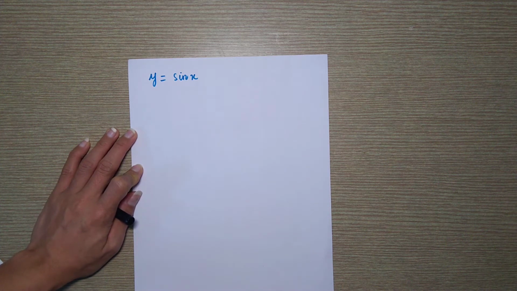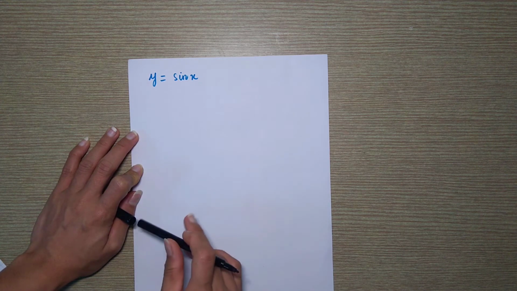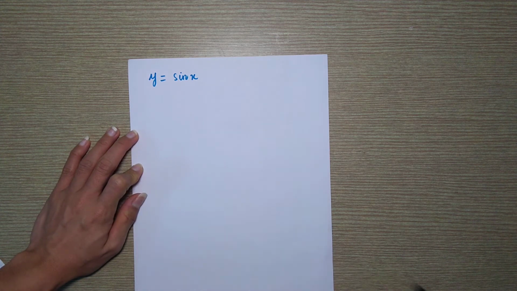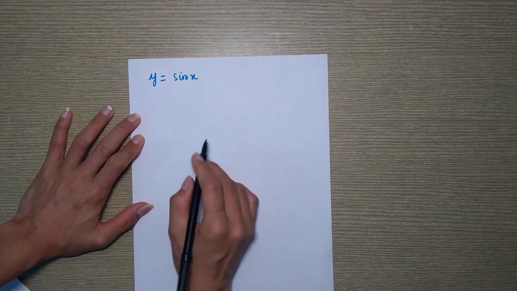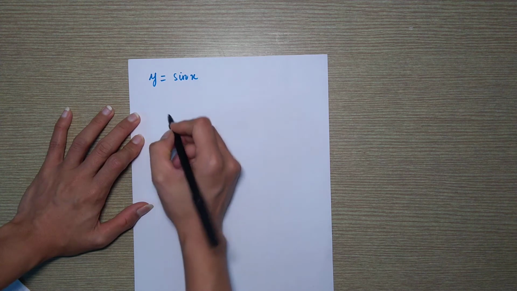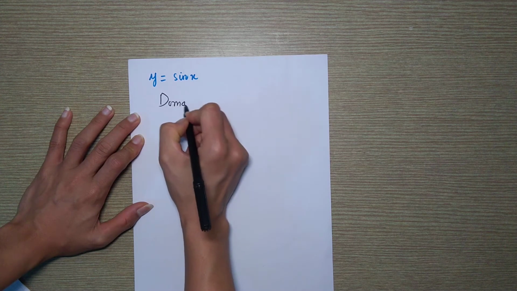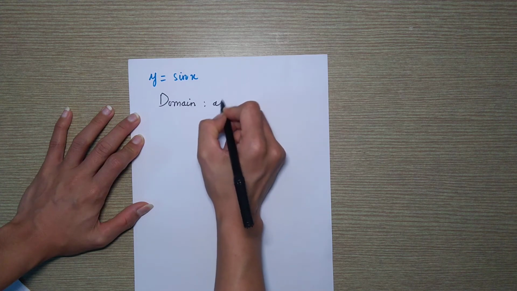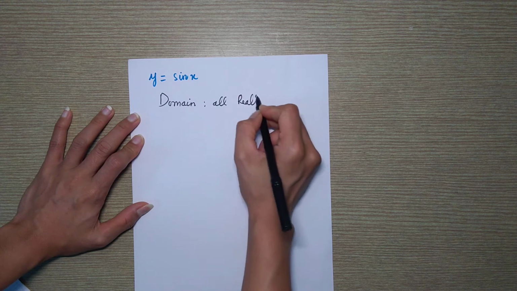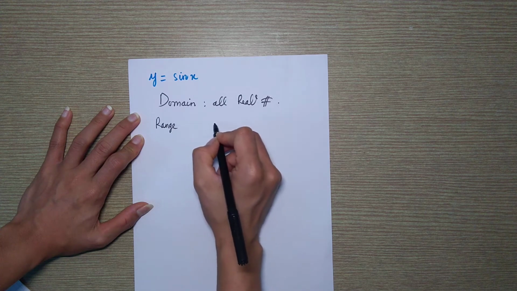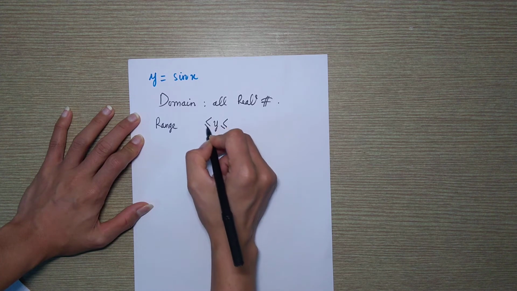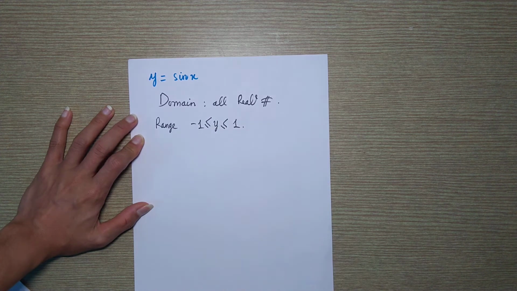So today I'm going to tell you about how to sketch a graph of sine x. Firstly, if you want to sketch a graph of sine x, you need to know about some of its characteristics. The domain of this function is all real numbers, and the range would be from -1 to 1. This is about the domain and range.